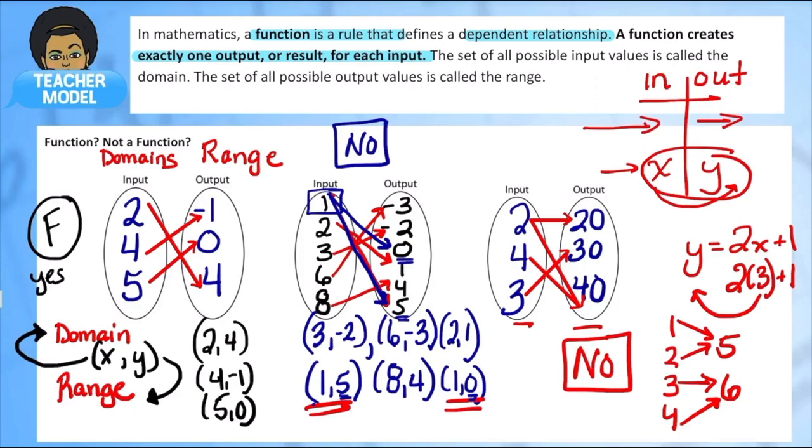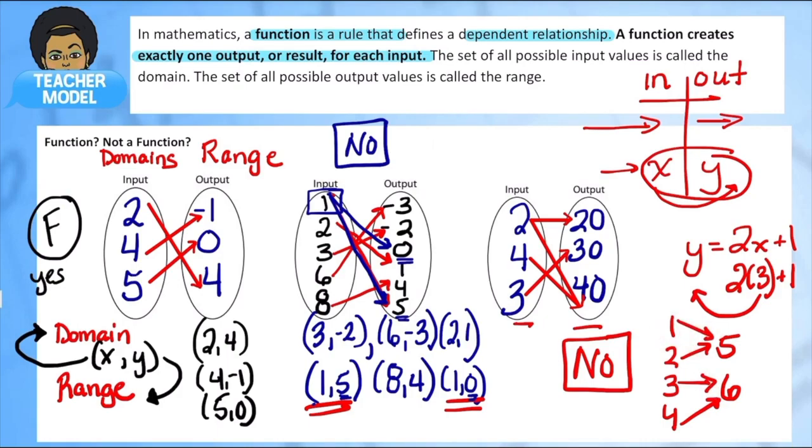So this is the only output for 1. This is the only output for 2. This is the only output for 3. This is the only output for 4. So that would be okay. But I cannot have one of these, like I couldn't have 1 go to 5 and 6. So we're going to try this out some more, but let me hit pause for a second so you can jot this down in your notes.